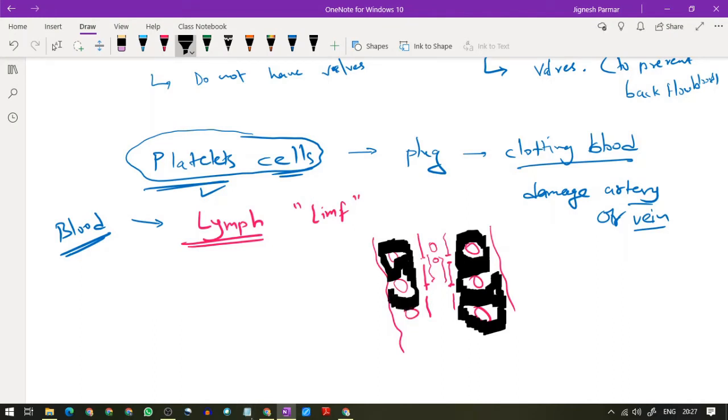Now think about it. What exactly happened? If this goes on, the blood will become thinner. If the blood becomes thinner, then it will be very difficult for this blood to flow to the different parts.